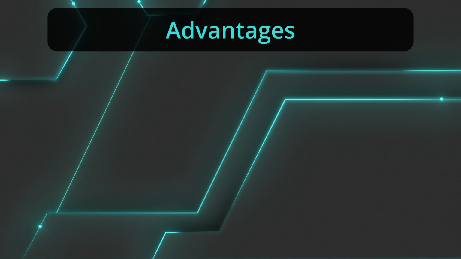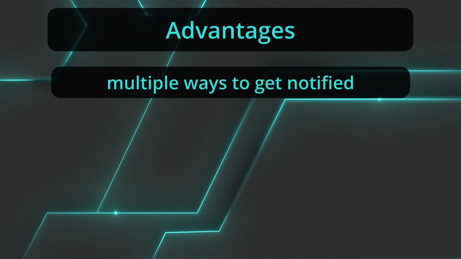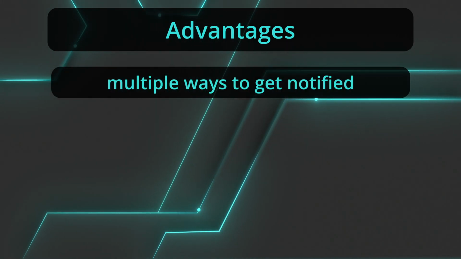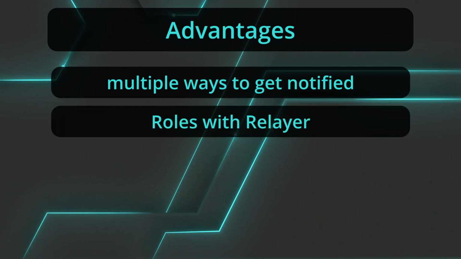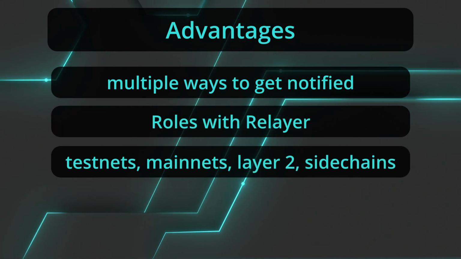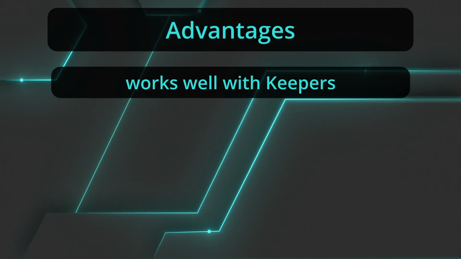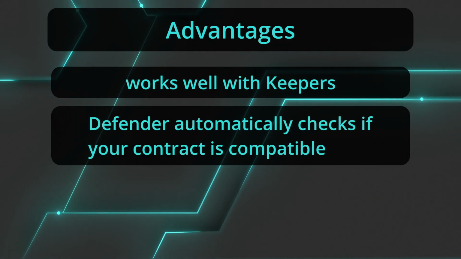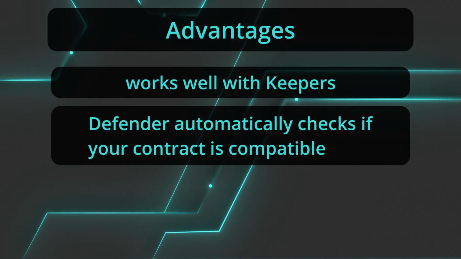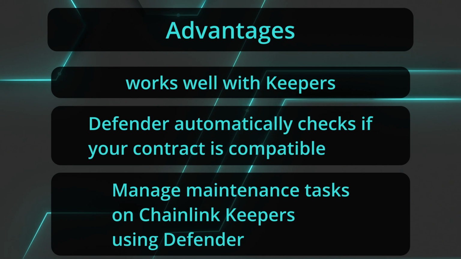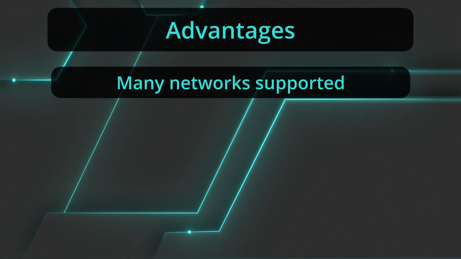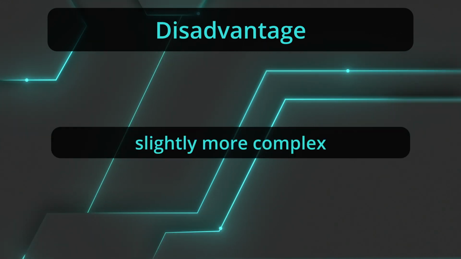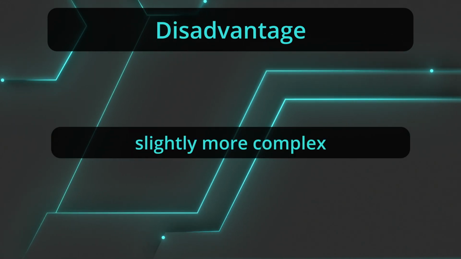For the pros of using Defender, you can get notified by multiple media, email, Discord, etc. You can add roles with the relayer option on testnet, mainnet, layer 2, and sidechains. It works well in conjunction with Keepers, where, for example, Defender can automatically check if your contract properly implements the upkeep interface, or you can manage maintenance tasks on Chainlink Keepers using OpenZeppelin Defender. And also, Defender supports a large number of networks. For the cons, it might be slightly less easy to use than Keepers.